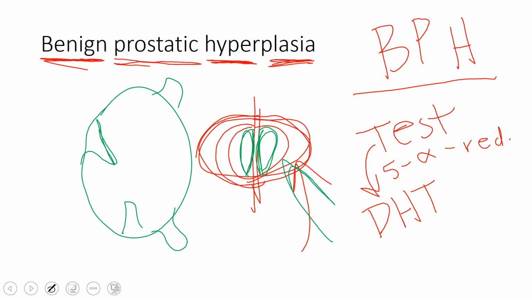So, this prostate-specific antigen is made by the prostatic glands, and apparently it liquefies the semen. So how do you treat this?